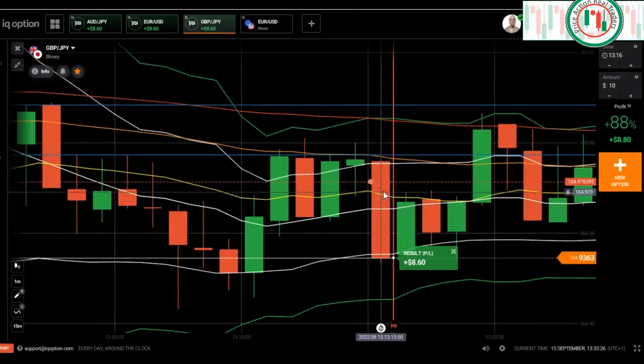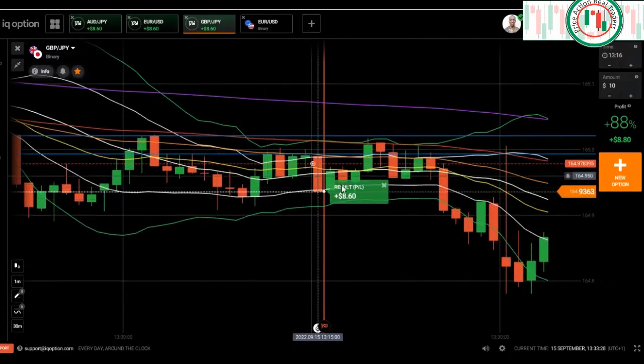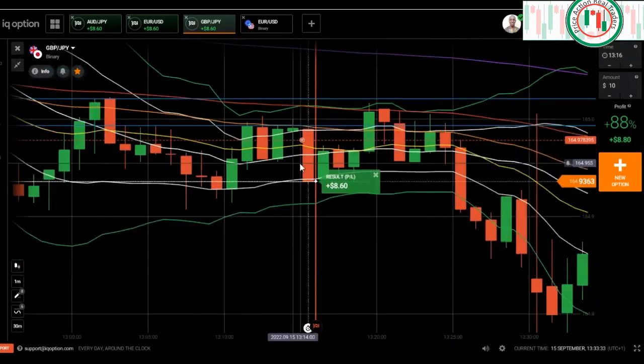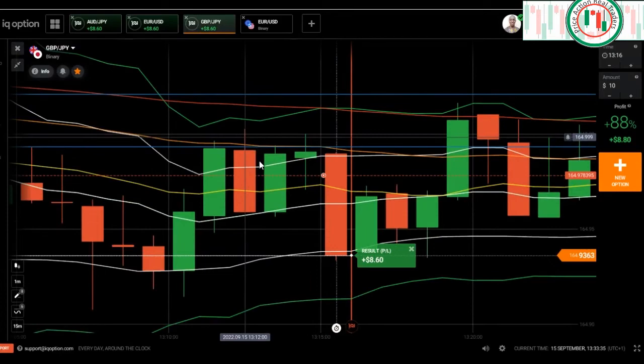So you see here, this is my last trade here. You see a strong wick because of the news. So anytime you see news, just avoid trading.